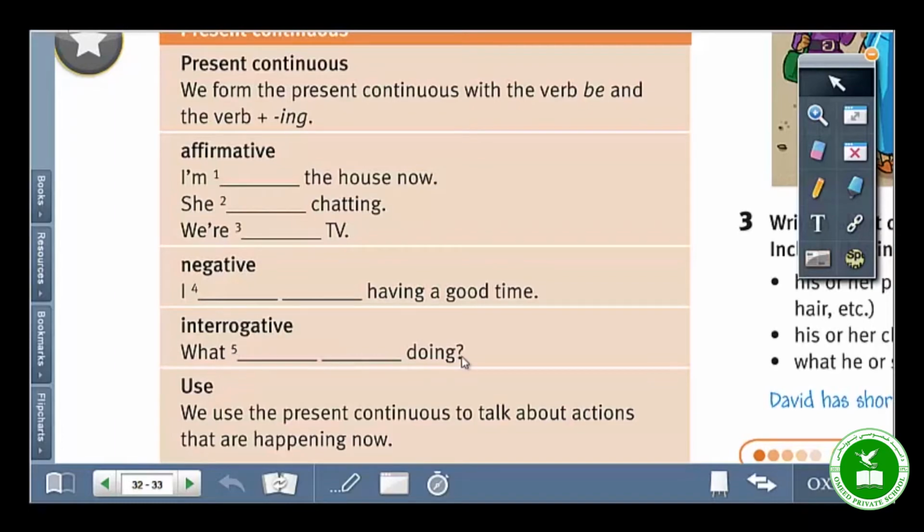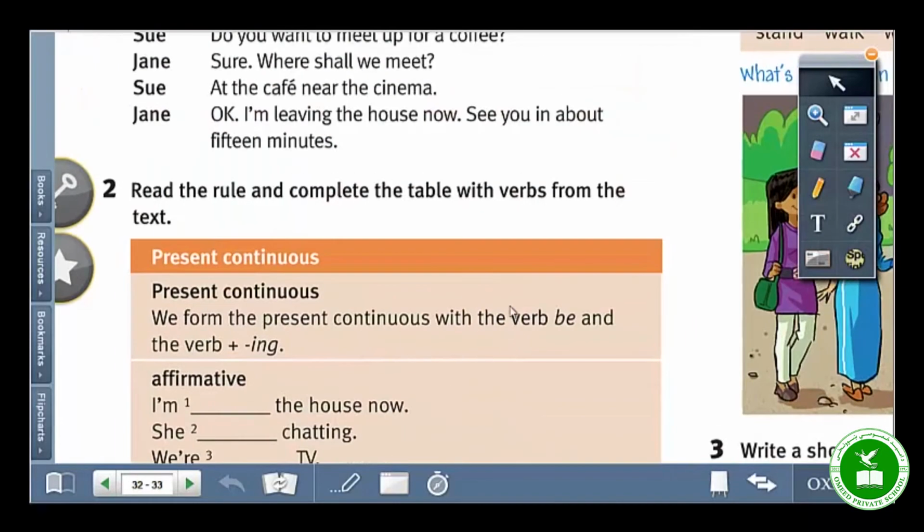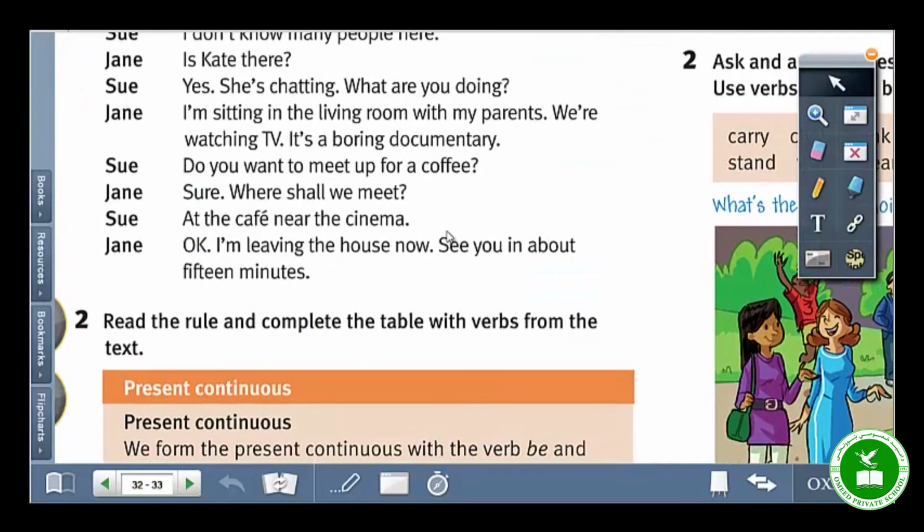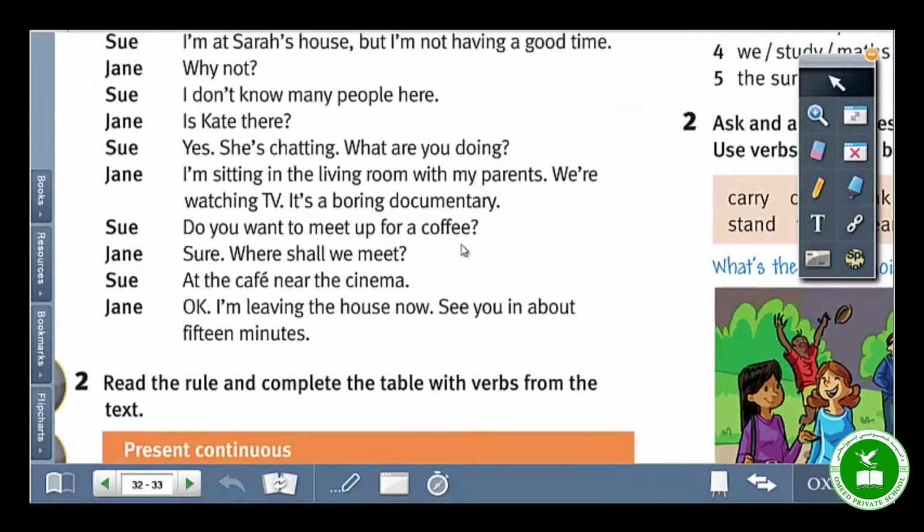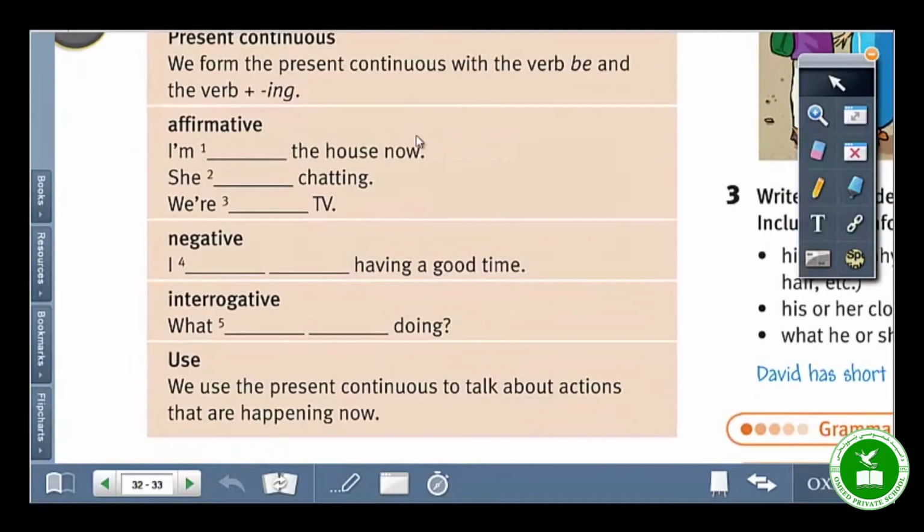What doing? Okay, let's find this one here. What are you doing? Are and you. Okay, what are you doing? So here we have to use what? What are you doing? Okay, very nice.